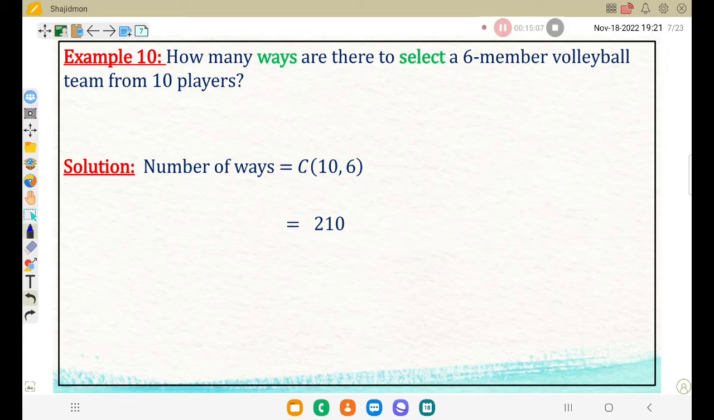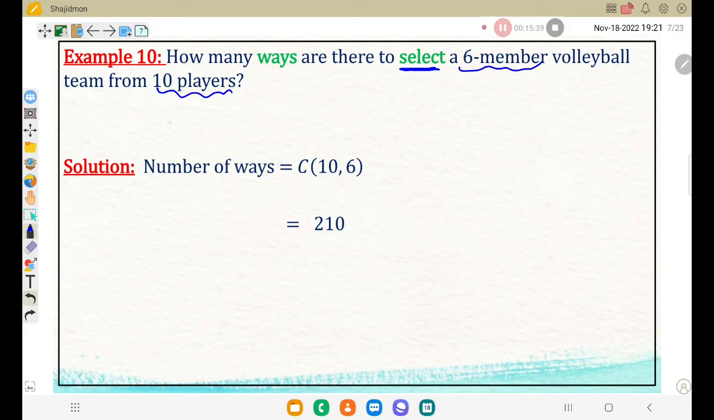Continuously I am writing the numbers. So, example 10 here: how many ways are there to select a 6-member volleyball team from 10 players? How many ways to select — you can see this word select. Select means combination. How many combinations of 6 members do we need to select, out of how many members? 10 players. We are creating a 6-member volleyball team from 10 players.